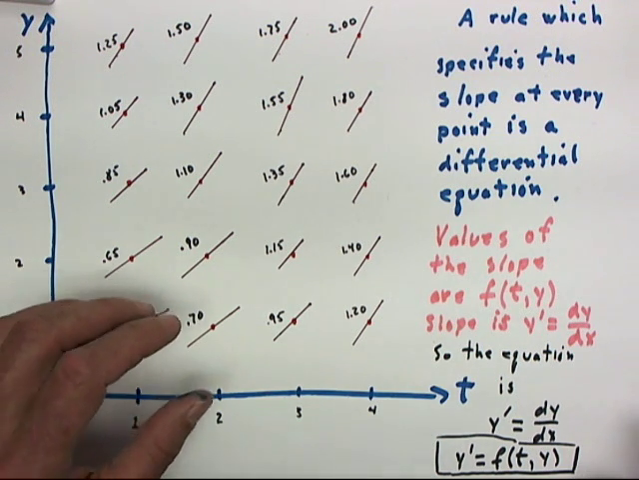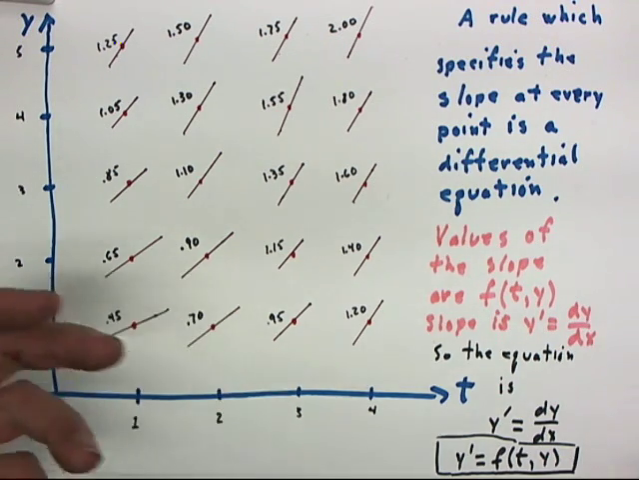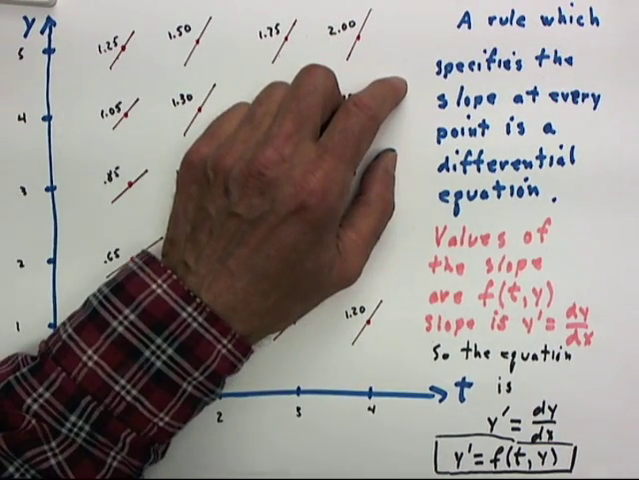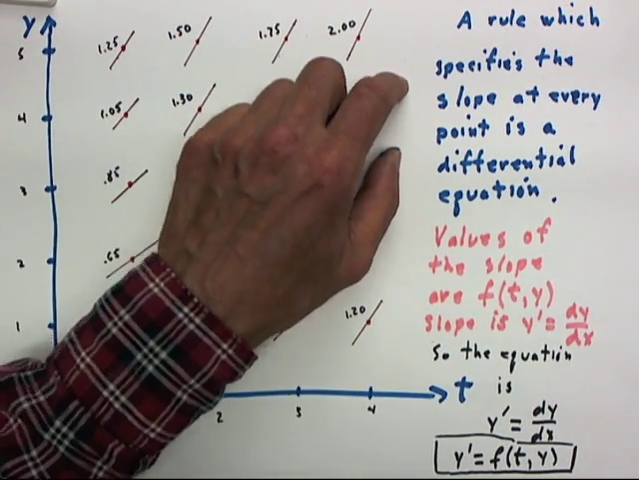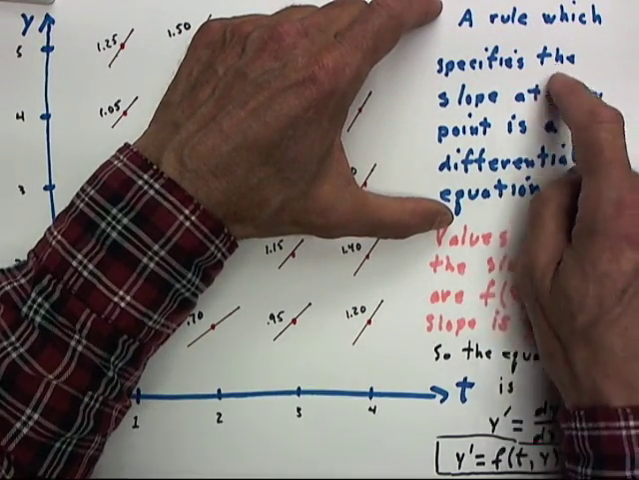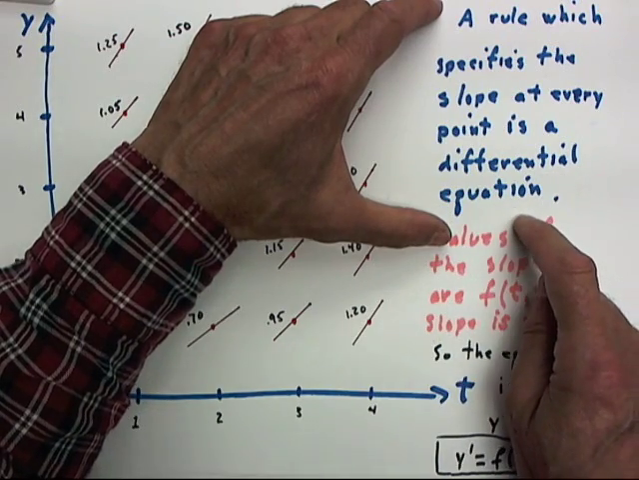I'm not going to start by giving you a definition of what a differential equation is. We'll get to that soon enough, but there are many kinds of differential equations, and a general definition would be confusing at this point. We're going to start with this statement. A rule which specifies the slope at every point is a differential equation.